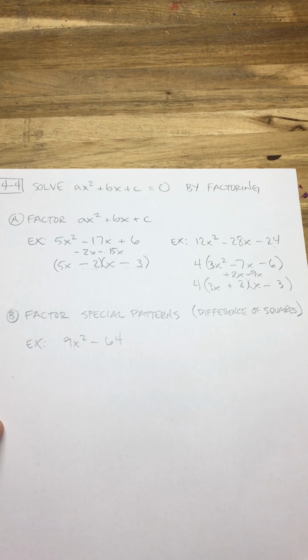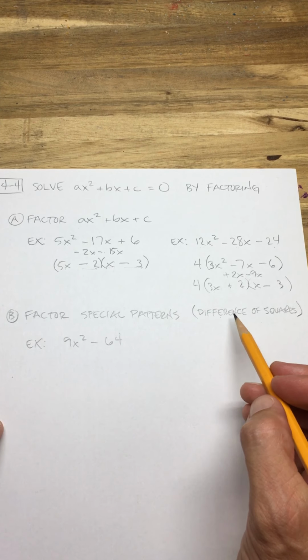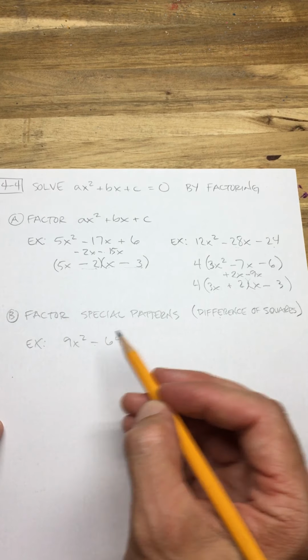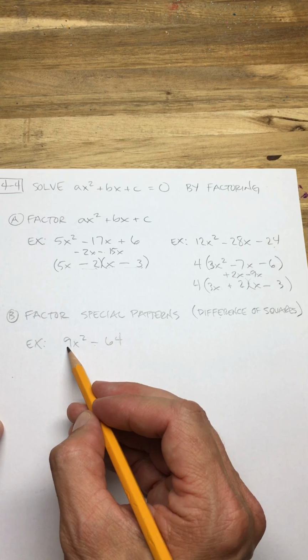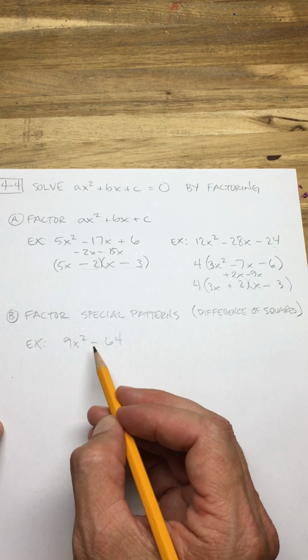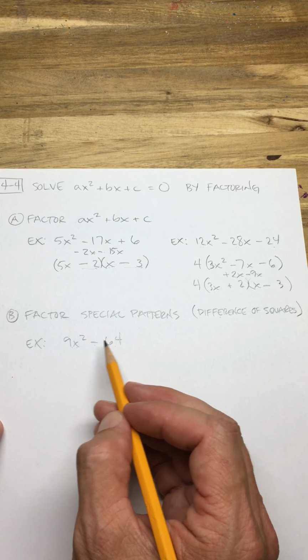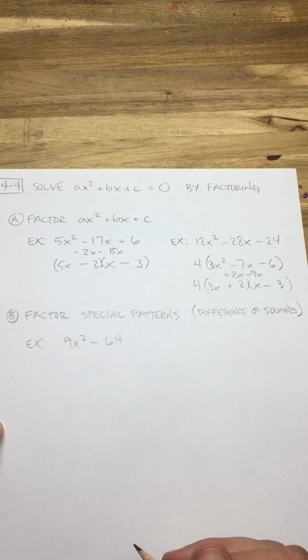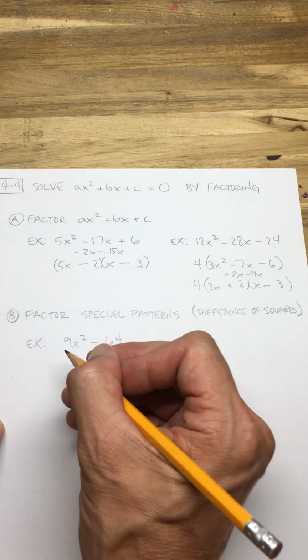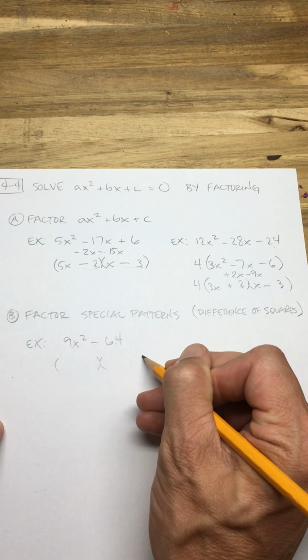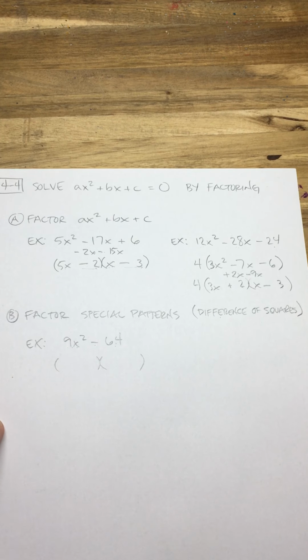Now this is called a difference of squares because difference is subtraction, and squares, this is a perfect square, that's a perfect square, and that's a perfect square. This is the difference of two perfect squares, okay? Now, what's cool about the difference of squares is that they always factor like this. Always. Two sets of parentheses, okay?